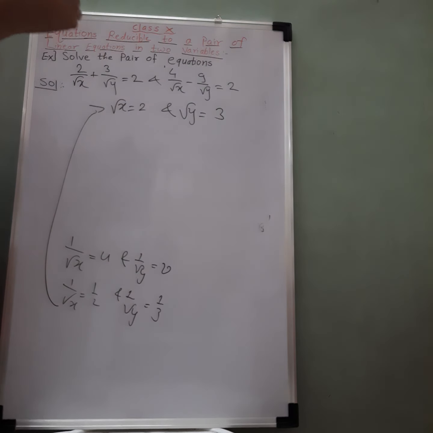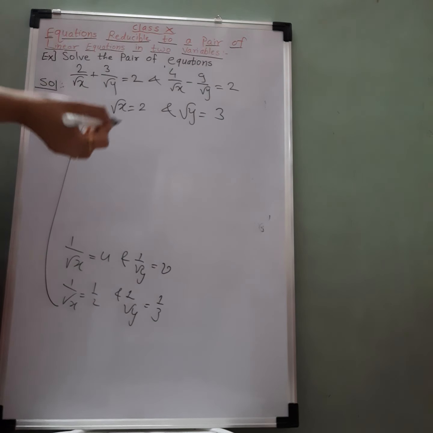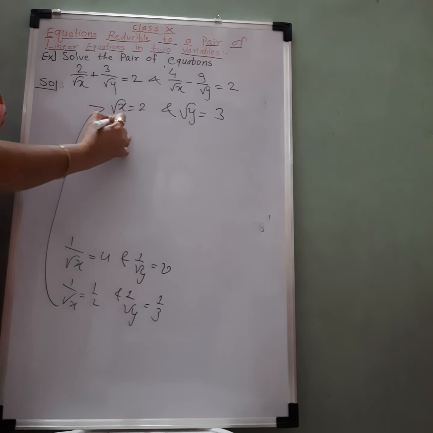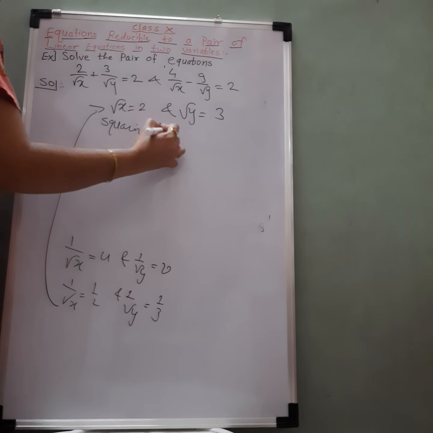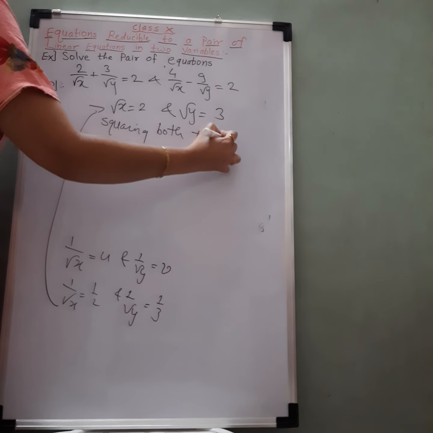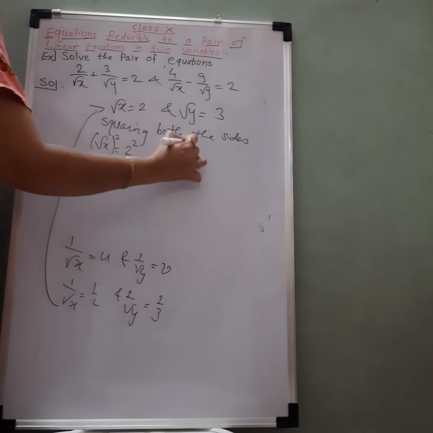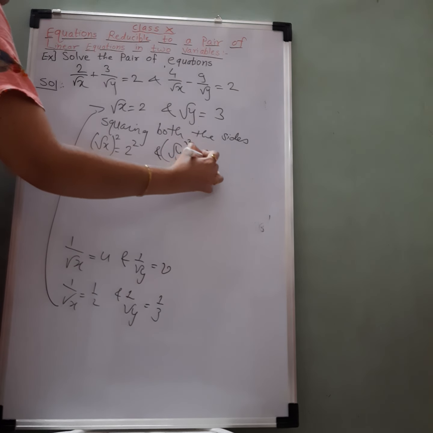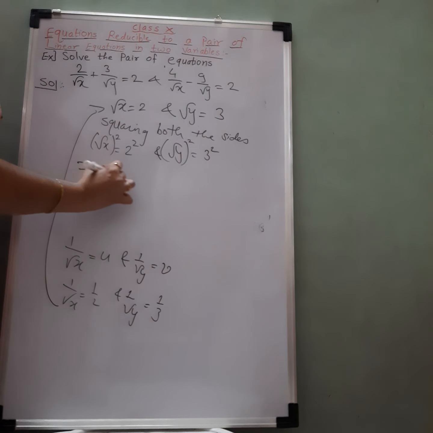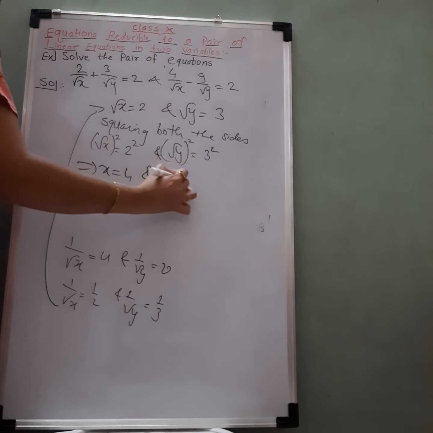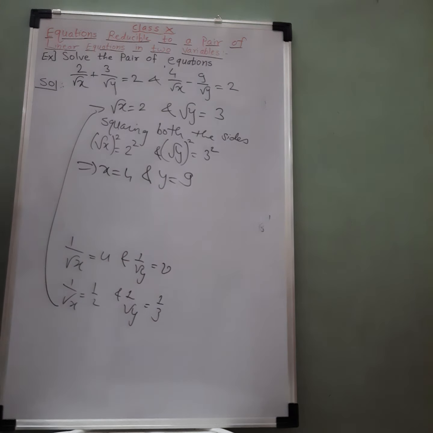Now here we need to find out the value of x and y. So our next step is squaring both the sides. Squaring both the sides, we get root x square is equal to 2 square and root y square is equal to 3 square. This implies x is equal to 4 and y is equal to 9 is the solution of the given system of equations.